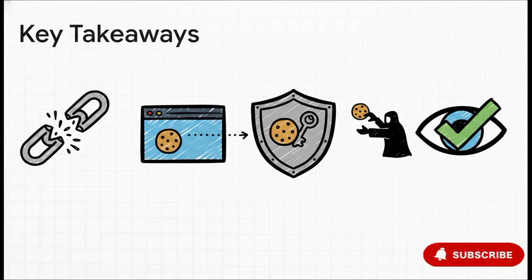We've seen that CSRF is fundamentally an attack on trust. We've learned that your browser's own helpful features can actually be turned against you. But most importantly, we've seen there's a powerful standard defense, that synchronizer token pattern. And now you've seen with your own eyes exactly how that secret handshake keeps you safe.